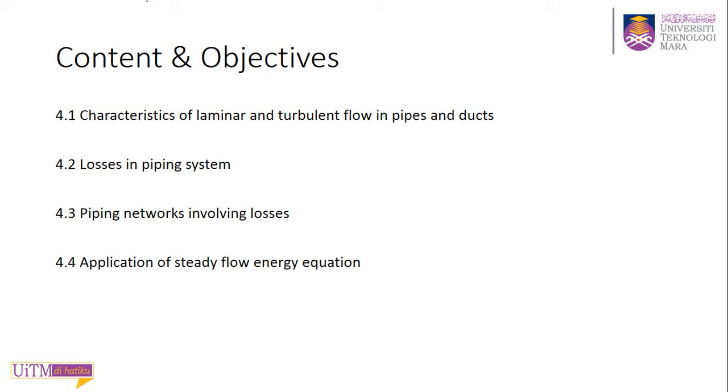Okay, so we have discussed 4.1, and we already know how to calculate the Reynolds number, equal to rho times the velocity times the diameter over mu, the dynamic viscosity. And today we will look at the second subchapter, which is the losses in piping system.